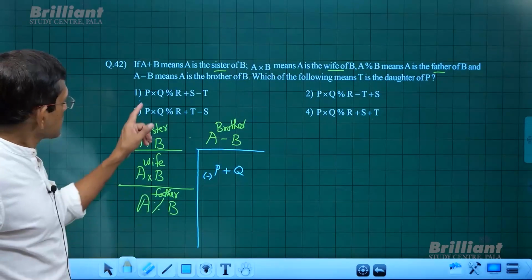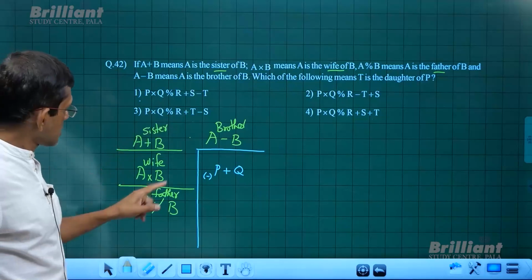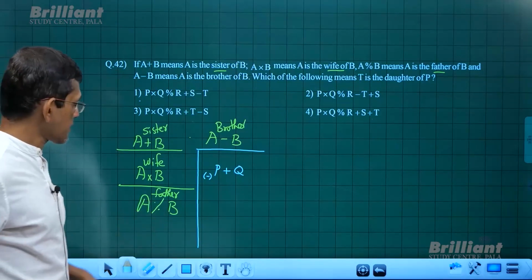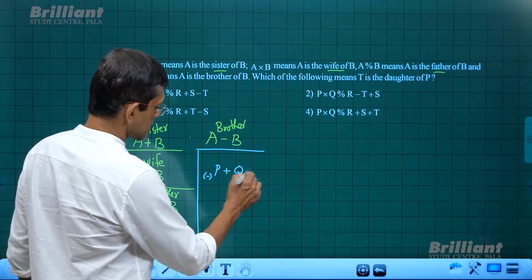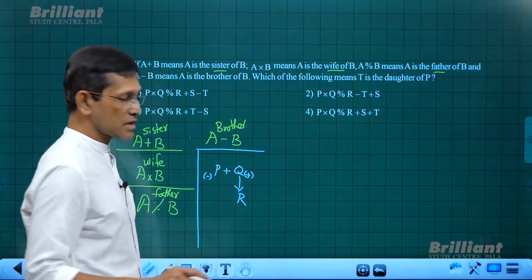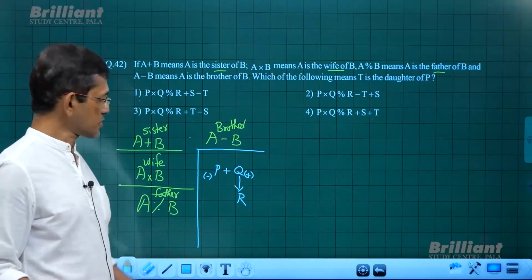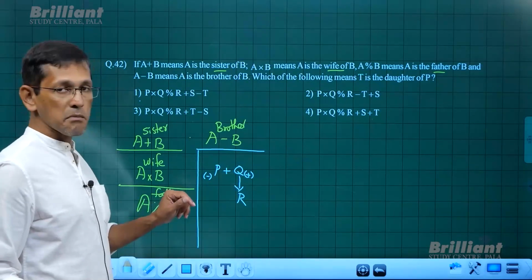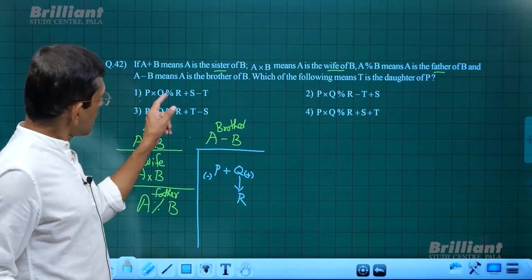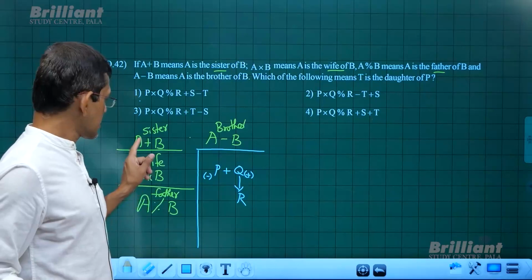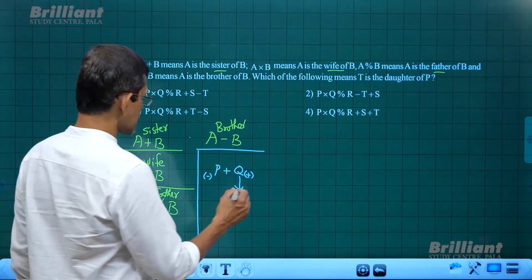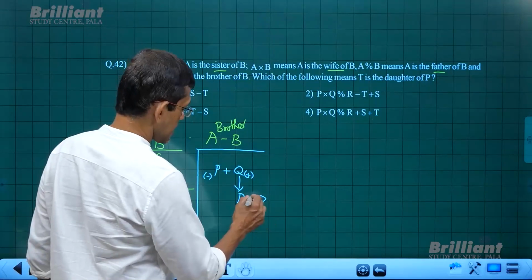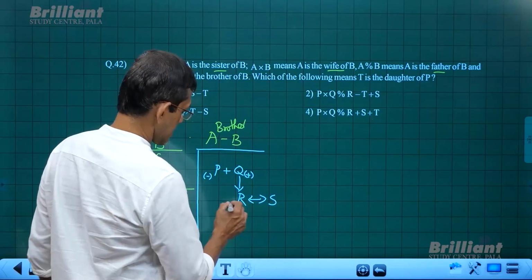Okay, now what is it? Q percentage R. That means Q is the father of R. So since Q is the father, we'll just mark it with a male symbol. So this sign indicates the male. Then R plus S means R is the sister of S. So R is a female, R is the sister.